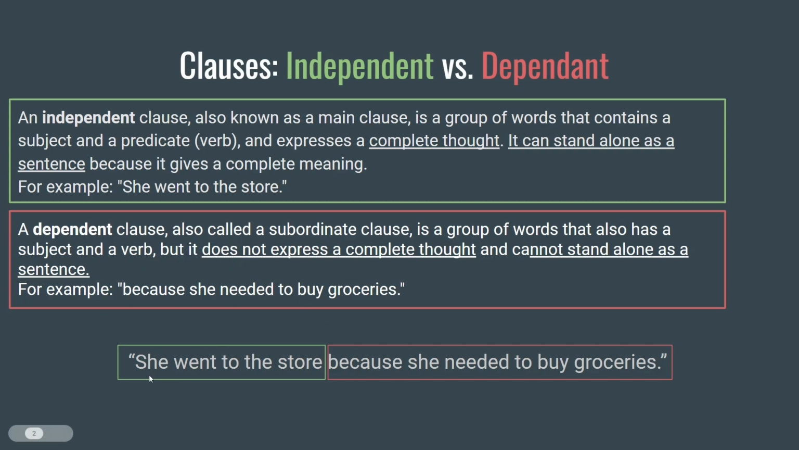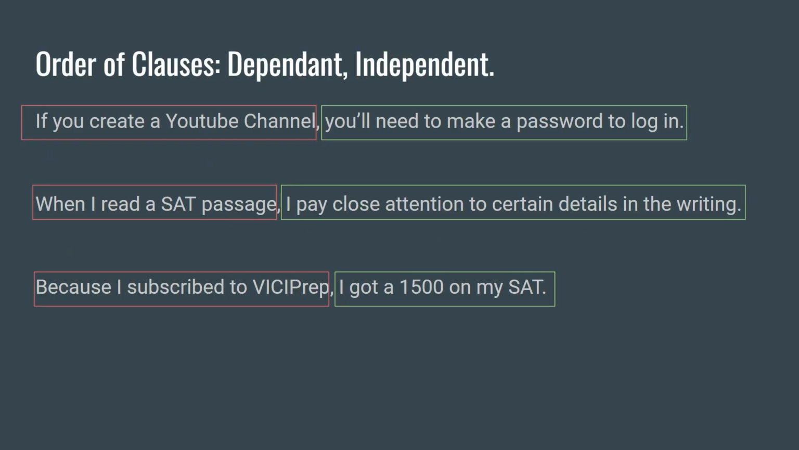And so here we go. We can see the sentence together. It says she went to the store because she needed to buy groceries. And I have them color coded, so the red is dependent and the green is the independent part. It's very important the way that these clauses are ordered.